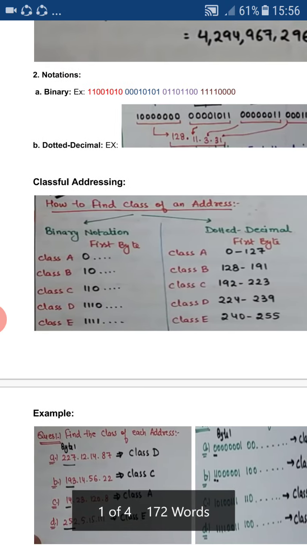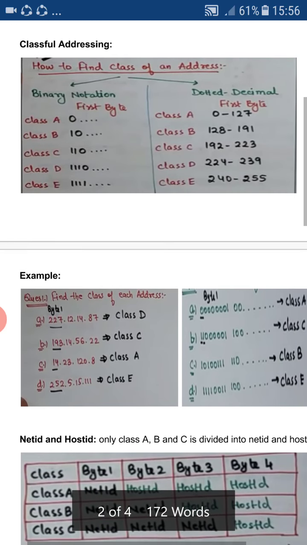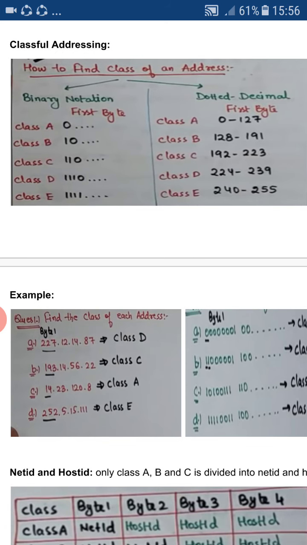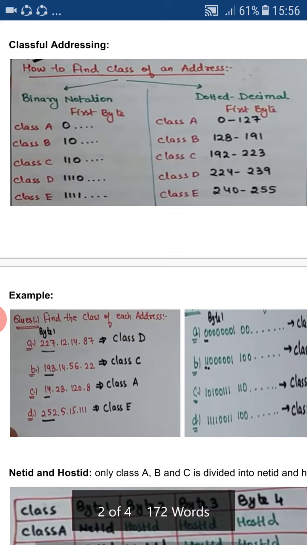Now, the next concept we are going to study is classful addressing. Address space is divided into 5 different classes: class A, class B, class C, class D and class E. The meaning of this is that the IPv4 address space is distributed among these 5 classes. To find which class an address belongs to, we have the following table. You can just observe the table.